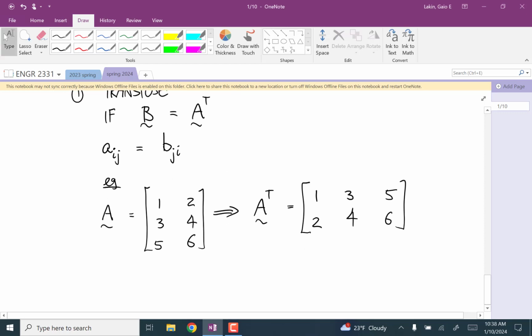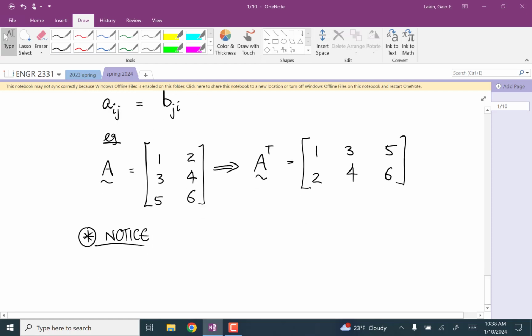There are a couple things to notice about transpose. First, the transpose of an M by N matrix has the size, what do you think the answer is going to be there? N by N. Yeah, N by M.